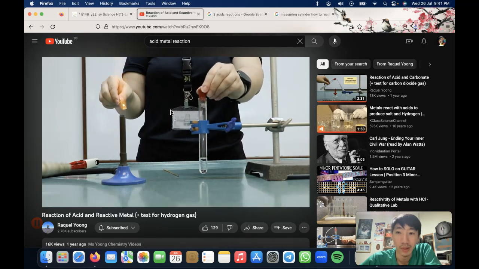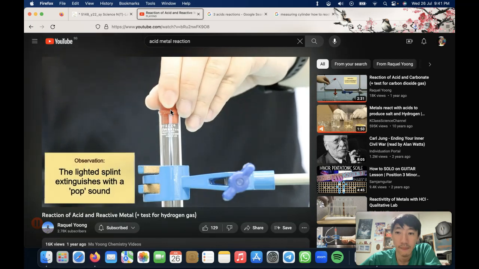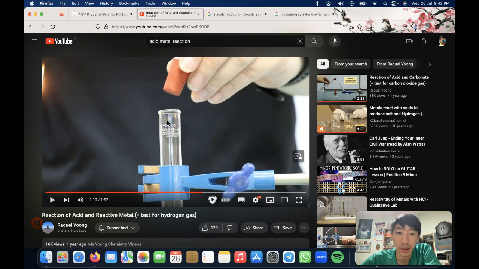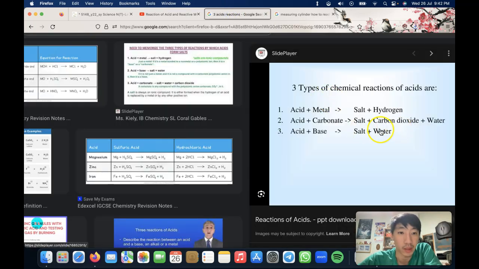Okay, let's watch it one more time. That sound is not from me, that one's from the reaction. So you hear a pop sound, right? And most of the time, the lighted splint will actually extinguish. Why is that the case? It's because the hydrogen, when it reacts with fire, will cause a pop. So you can test for hydrogen using this method.